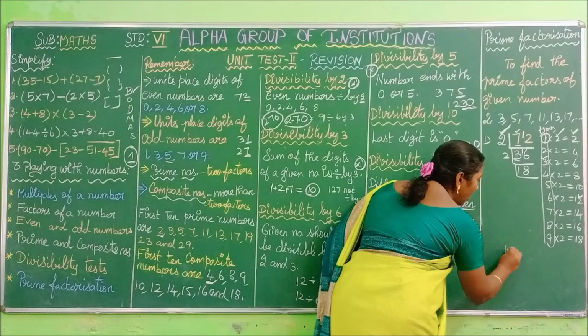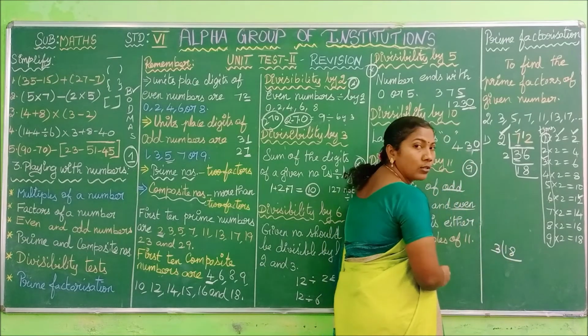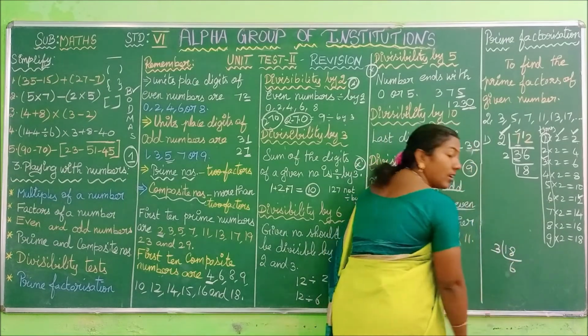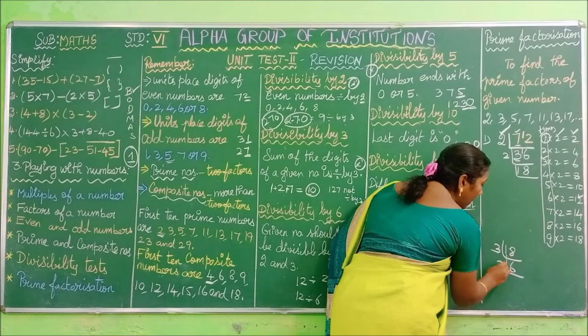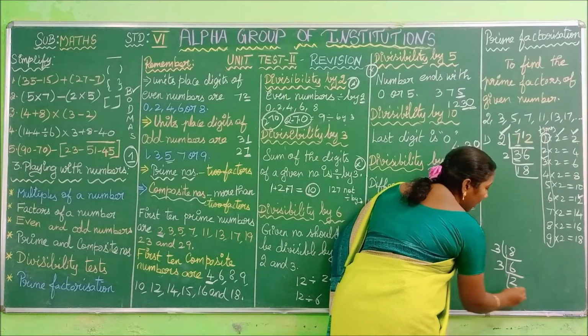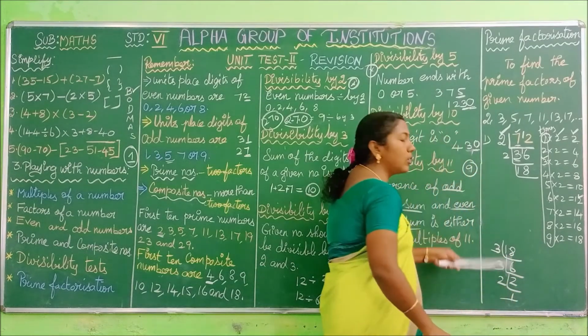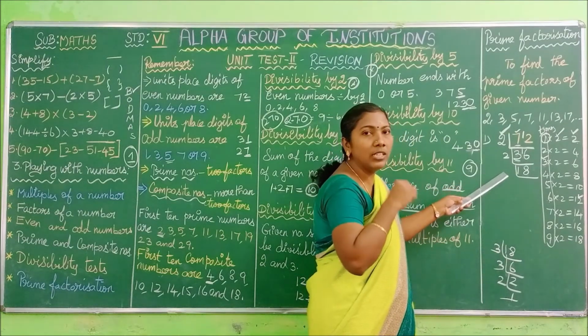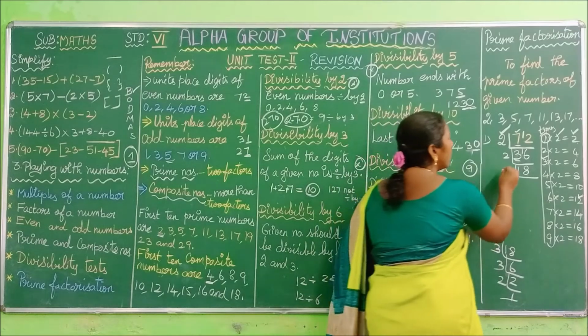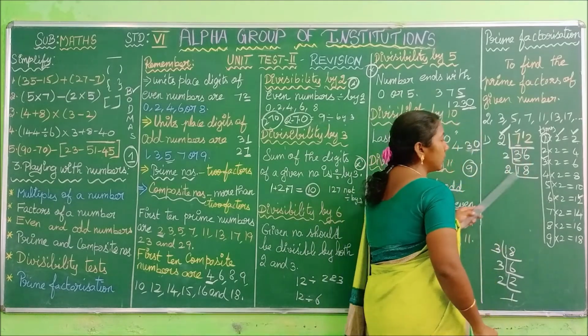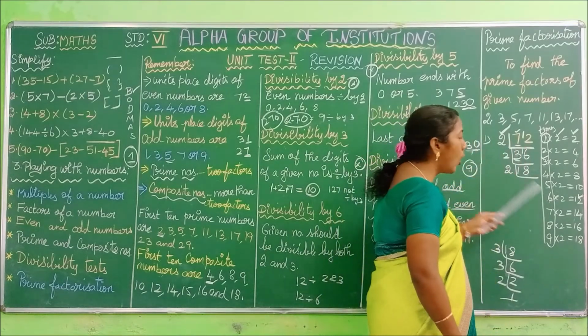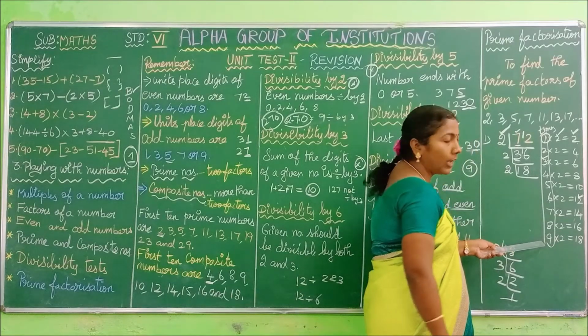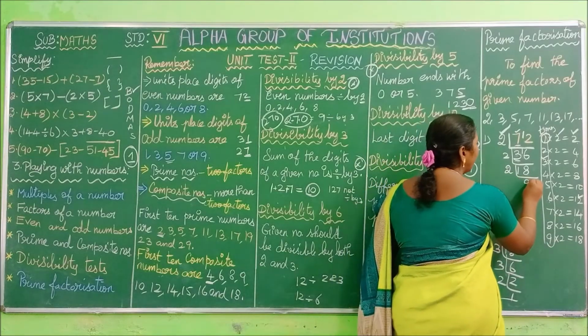See here, children, 18. 3, I am dividing. So how many times? 6 3s are 18. Again I am dividing it by 3. 2 3s are 6. Divided by 2, 1. This way also you can do here. Okay, now what am I choosing here? 2. Okay, see here, 2. 18 comes in the 2 table how many times? 9 times. So here I am writing 9 2s are 18.